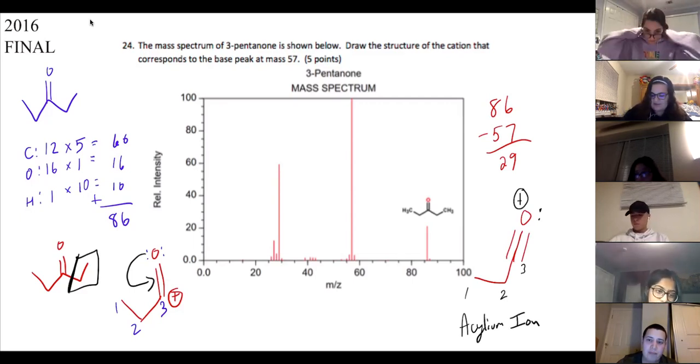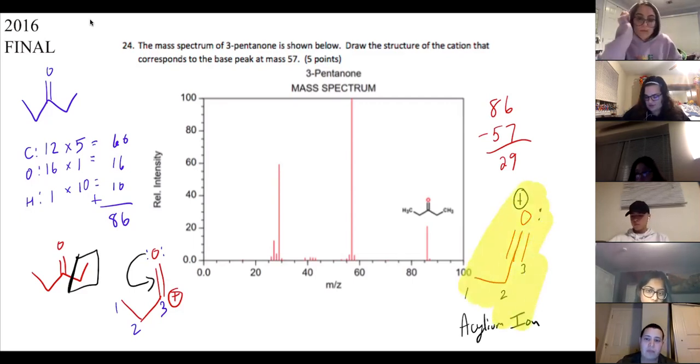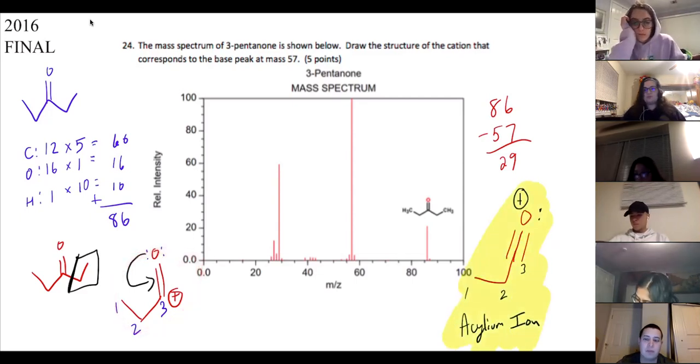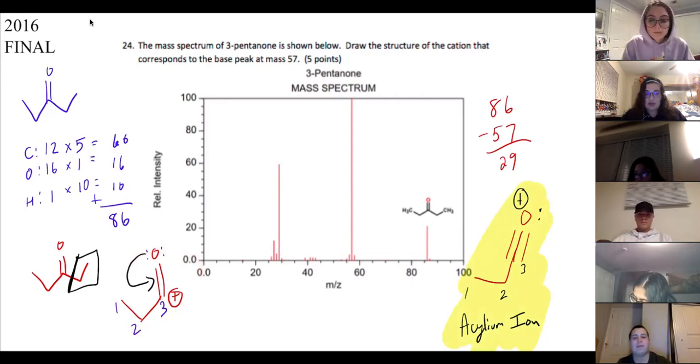For students to get full credit, they must draw the acylium ion. I believe if they leave it in this form, they lose points. And that would be your answer. So in mass spec, you're just chopping groups off and getting a positive charge, and then that's the answer. That makes sense to everybody? Any questions?